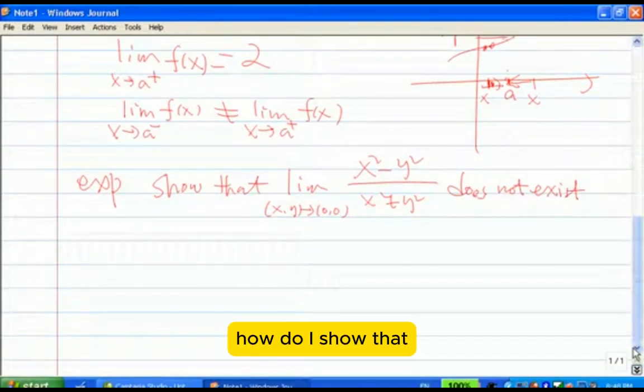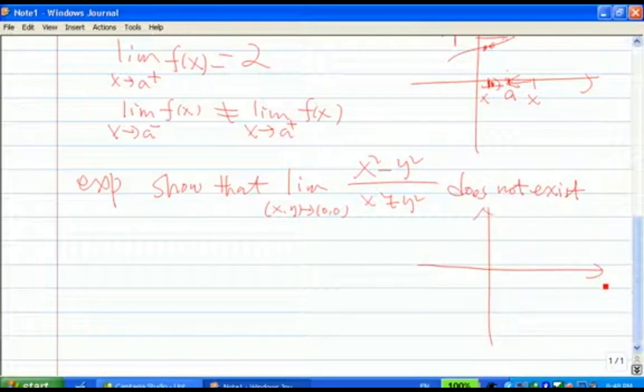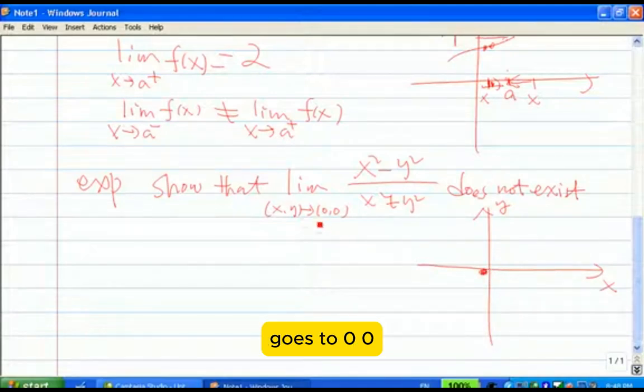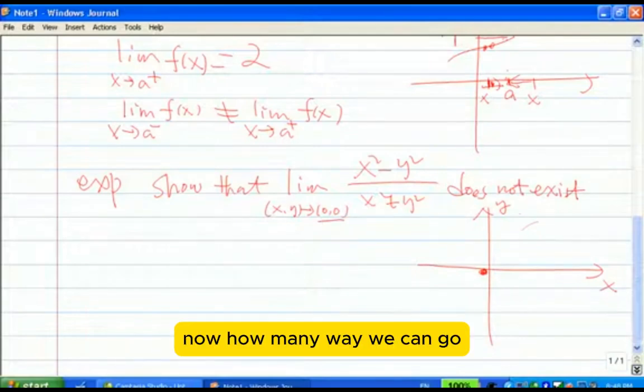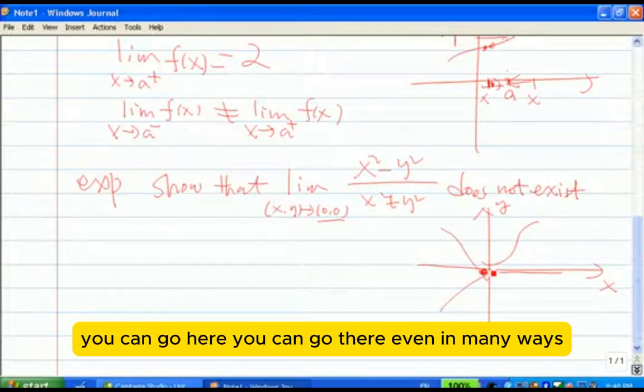How do we show that? We use the same idea as the one-dimensional case. We're talking about (x, y) going to the origin, (0, 0). Now, how many ways can we go? You can go here, you can go here, you can go here, you can go there. Infinitely many ways.